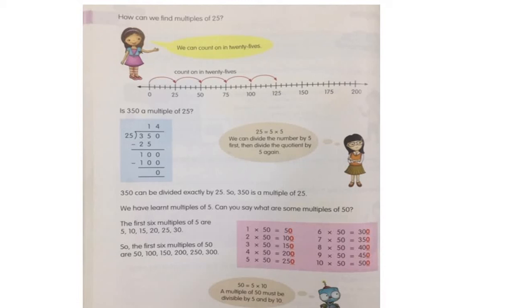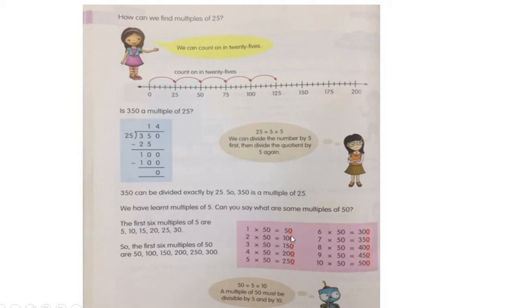We have learned multiples of 5. You know how to find the multiples of 5 by looking at the times table for 5, which is 5, 10, 15, 20, and so on. Can you see what some multiples of 50 are? They want us to find some multiples of 50. Now 1 times 5 equals 5, but what about 1 times 50? It's 50. 2 times 5 equals 10. 2 times 50 is 100.